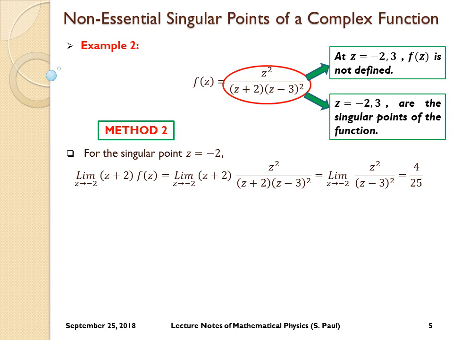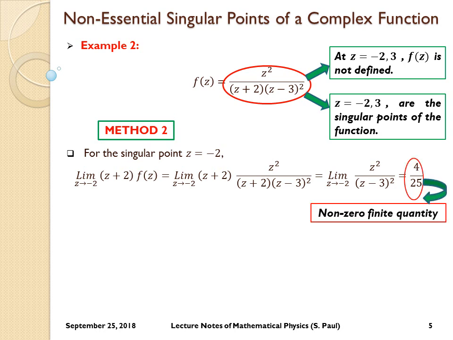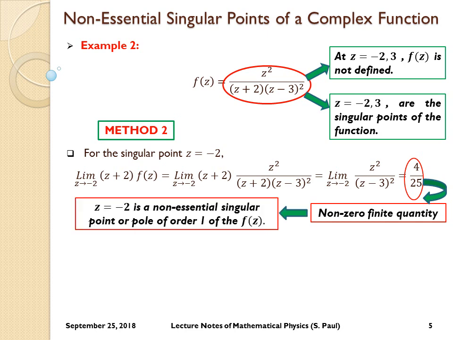The z plus 2 factor will cancel, and the limiting value comes out to be 4 upon 25, which is a non-zero finite quantity. Therefore, we can say that z equal to minus 2 is a non-essential singular point or pole of order 1 for the function.